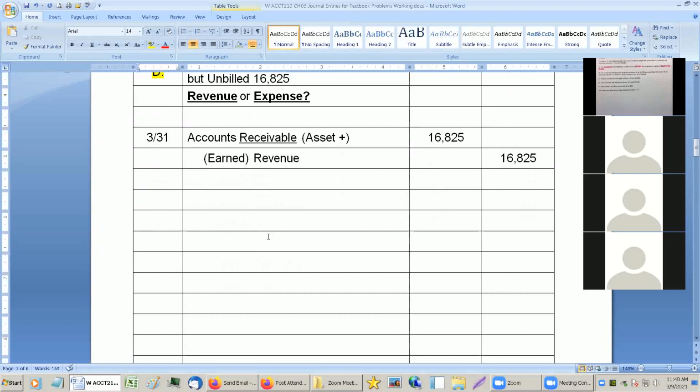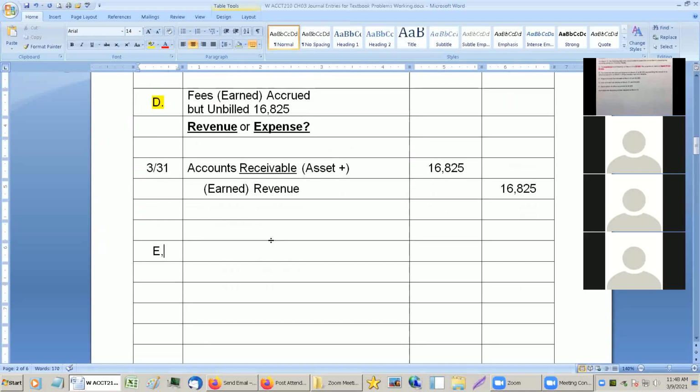Okay, E. Oops, that should be a comma, that should be a period. Okay, so E. Depreciation of office equipment is 4,600. Now, depreciation can be tricky to calculate, but in this case, they've already given us the depreciation, they say it's 4,600. However they came up with that, we're not going to worry about.